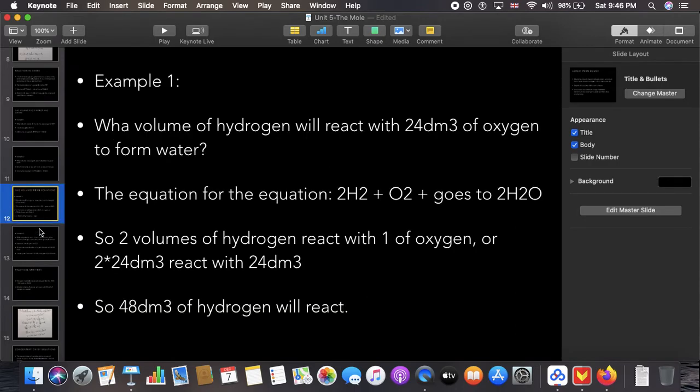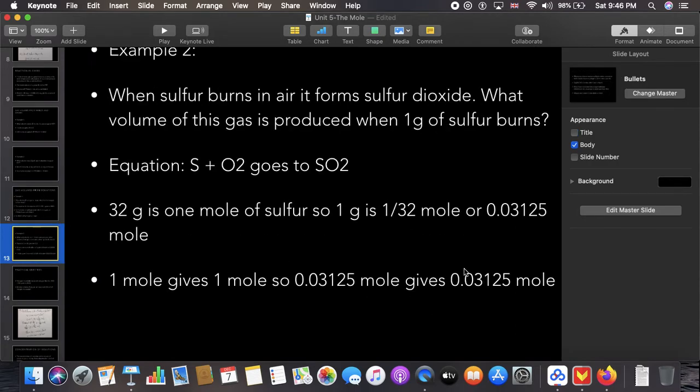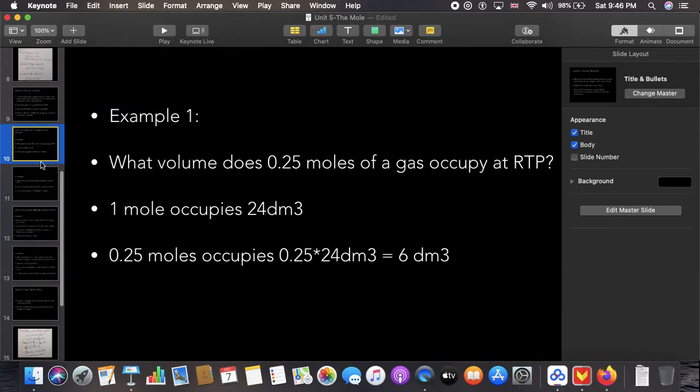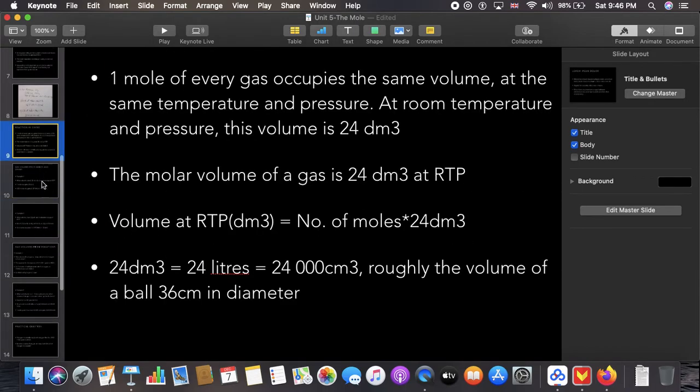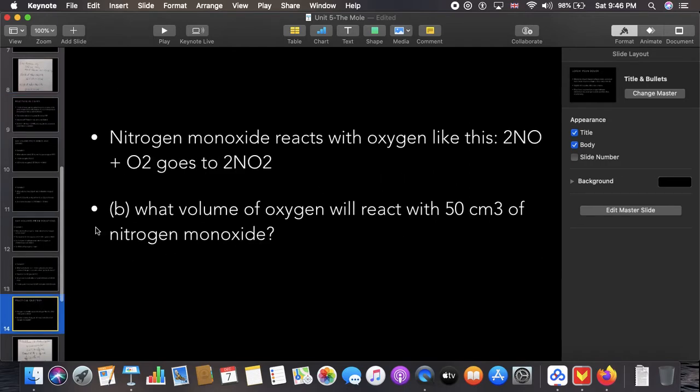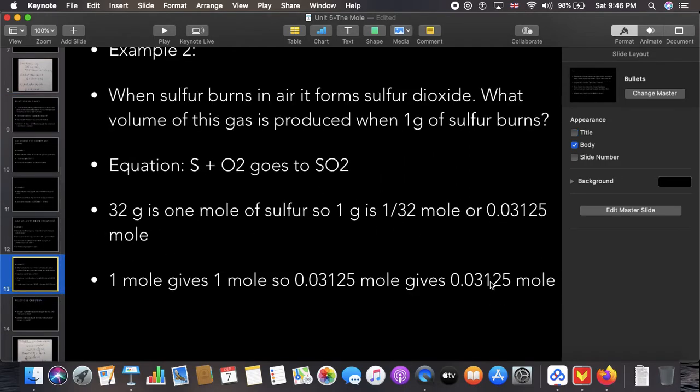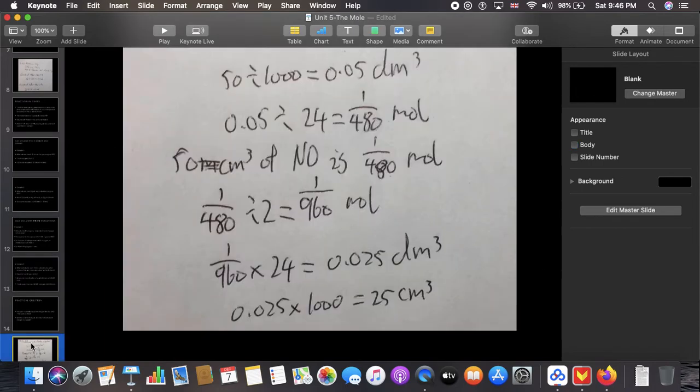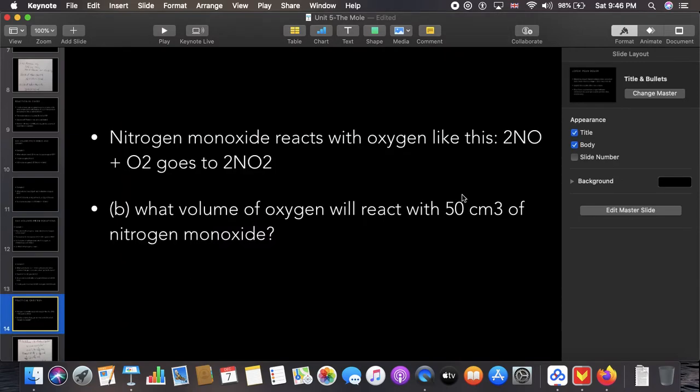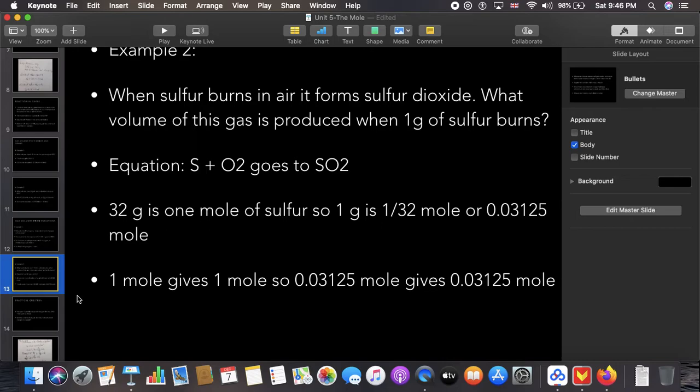Here we go. So basically, here, what volume of this gas? So basically, next you use the equation of gases right here. Volume equals the number of moles times 24 dm cubed. So basically, you use this number times by 24. You get the number. You get the volume of the gas as well.